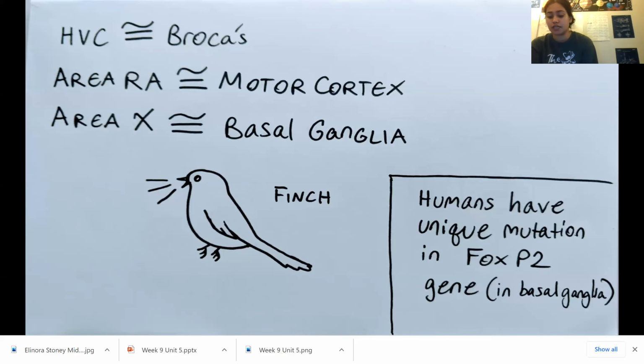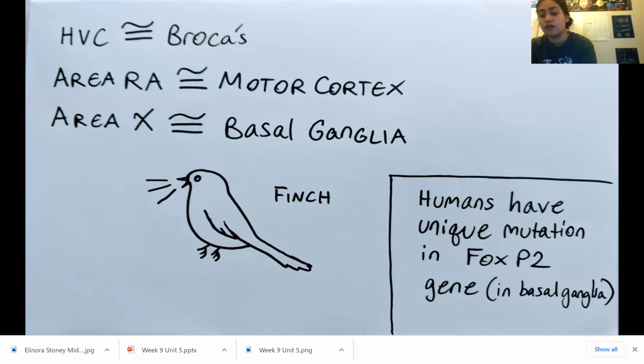While FOXP2 is identical in most mammals, there are two mutations that only exist or existed in humans and Neanderthals. So humans might be the only species on Earth that can combine symbolic words with a very structured grammar to convey very complex thoughts and ideas and information.